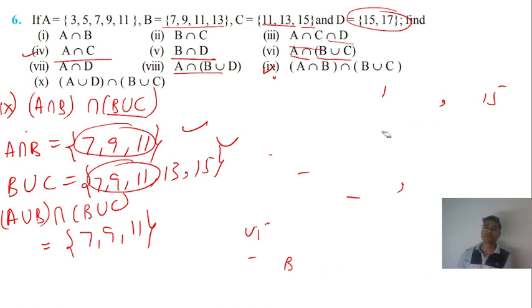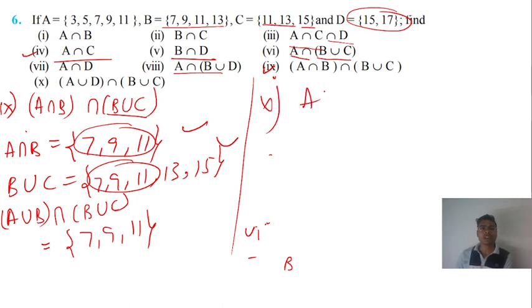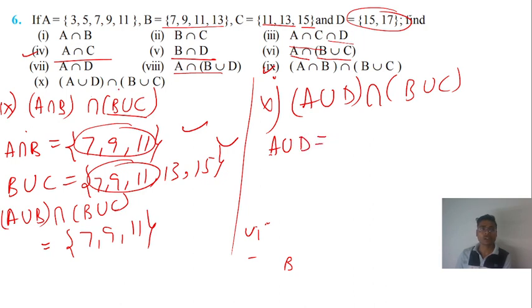Now we will solve the last part of this question. Last part is part number 10. Part number 10 is saying A union D and then intersection with B union C. Okay, so we will find A union D first. What is A union D? Write all the elements of A and all the elements of D.